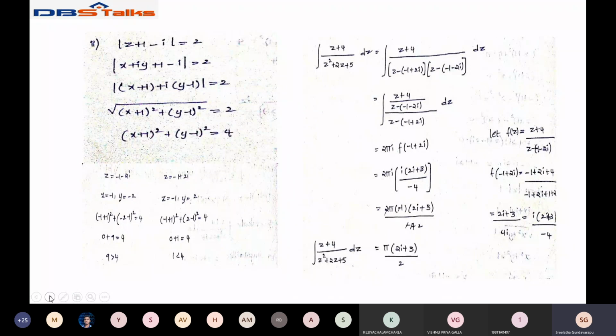Already we wrote f(z) = (z+4)/(z−(−1−2i)). Then substitute a = −1+2i. So finally we get (2i+3)/(4i), which equals i(2+3i)/(−4). Then substituting into f(a), finally we get π(2i+3)/2.